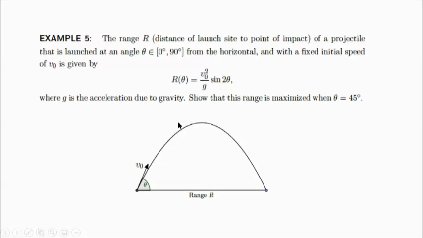Now, to get the range, we have the formula: initial velocity squared divided by the acceleration due to gravity multiplied by sine 2 theta. Now, the interval of theta is between 0 to 90 degrees, class. Okay? 0 to 90 degrees. Show that this range is maximum when theta is equal to 45 degrees. It makes sense, right? At 45 degrees, the middle, that is where the maximum is. So let's prove it.